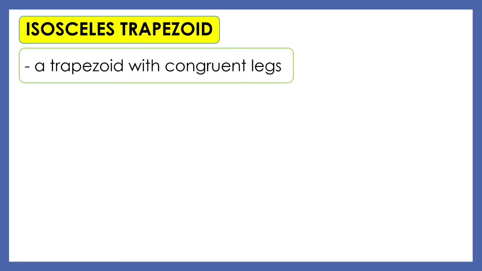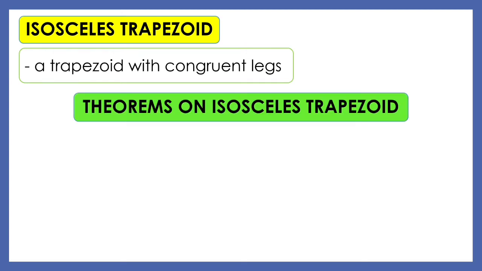Before we prove the theorems on isosceles trapezoid, let us first define isosceles trapezoid. An isosceles trapezoid is a trapezoid with congruent legs. There are three theorems on isosceles trapezoid.